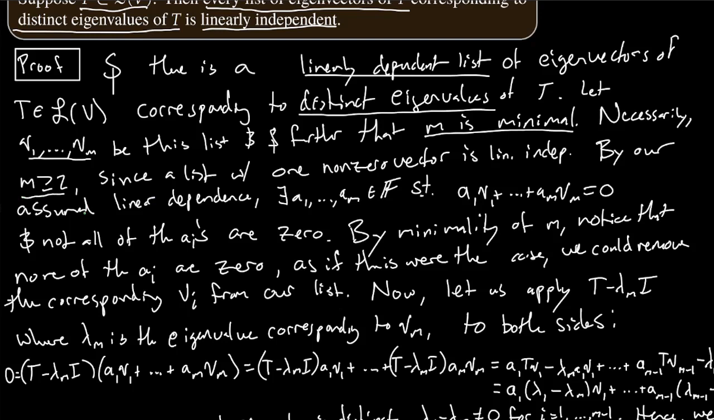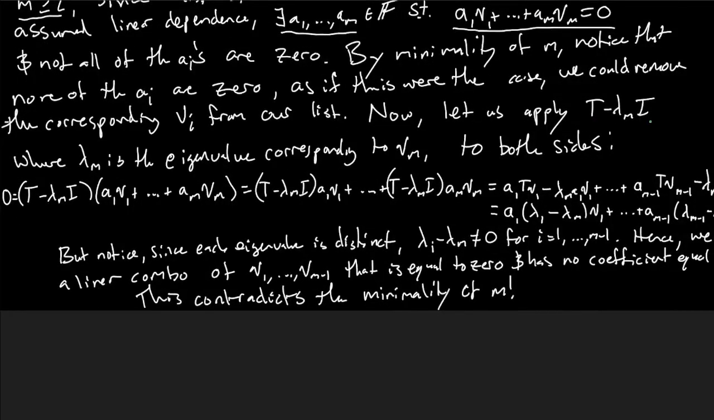Ooh, crazy. All right, so this says we can grab some a1 through am by linear dependence such that we get a sum that's equal to 0, and none of these, a1 through am, are equal to 0 by the minimality of m, since if one of them were equal to 0, we could just throw it away and have a shorter list. Okay, so we applied T minus lambda m I, though we could have applied T minus some other lambda if you want.